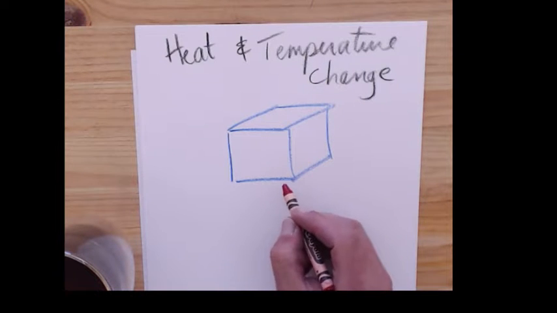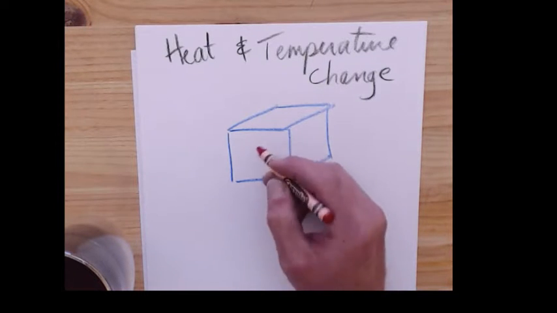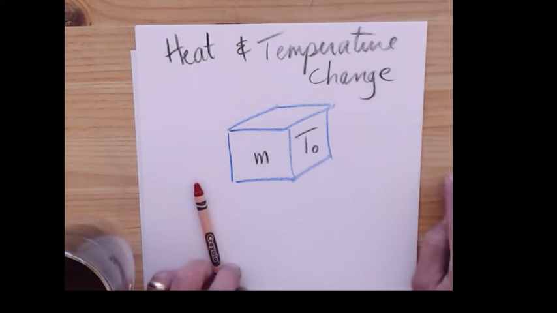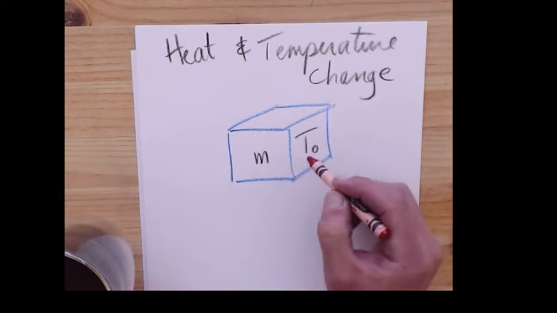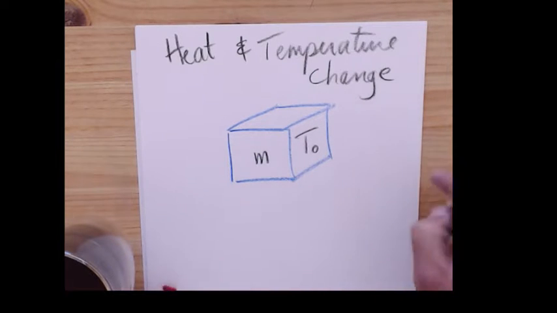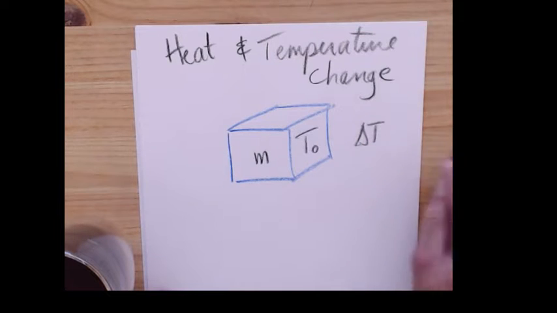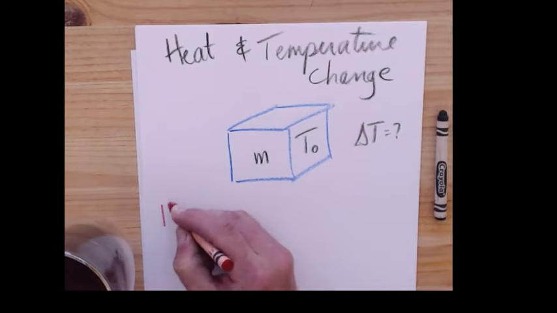Here's an object. I'd like to change its temperature. So this object has some mass m and some initial temperature T naught, and I want to make its T naught greater. So I want to change its temperature in some way. The way that we do that is by adding heat. I move heat into it.